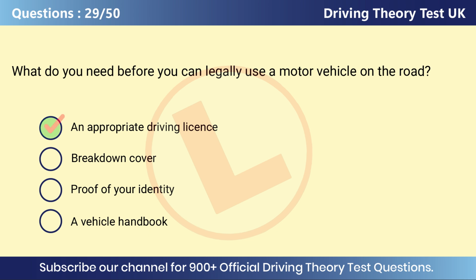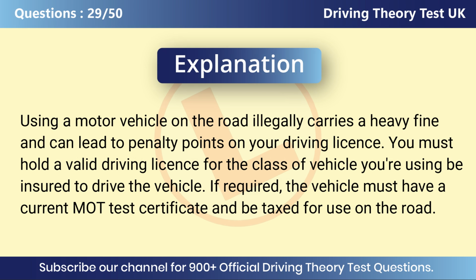A. An appropriate driving license. Using a motor vehicle on the road illegally carries a heavy fine and can lead to penalty points on your driving license. You must hold a valid driving license for the class of vehicle you're using. Be insured to drive the vehicle. If required, the vehicle must have a current MOT certificate and be taxed for use on the road.